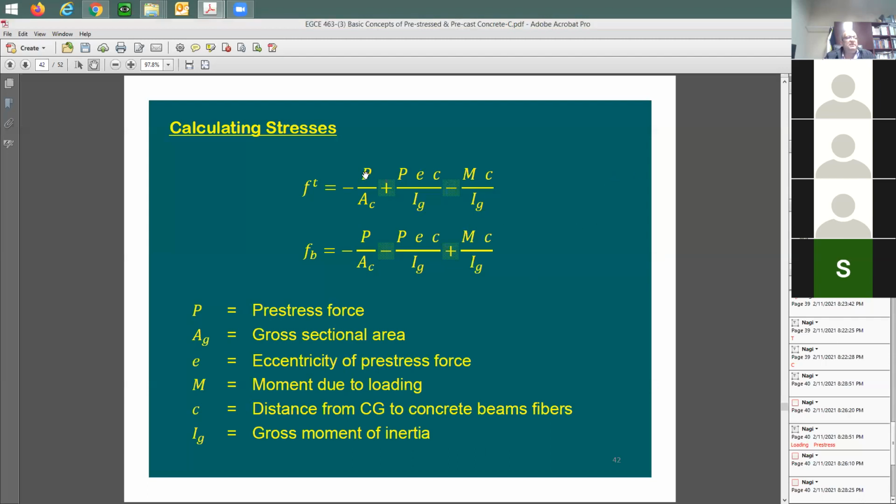So I'm going to say, first, it's going to be negative P over A. Yeah, it's going to be compressive stress. I understand. This is going to be from what? From the pre-stress force. Also, I'm going to have another component for the pre-stress, which is due to the eccentricity of the pre-stress cable. Let me look at this.